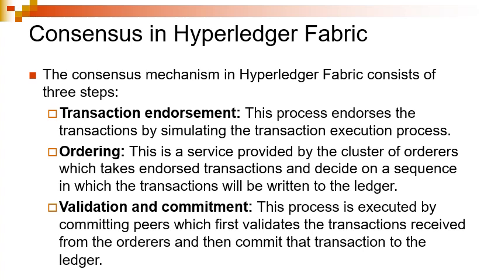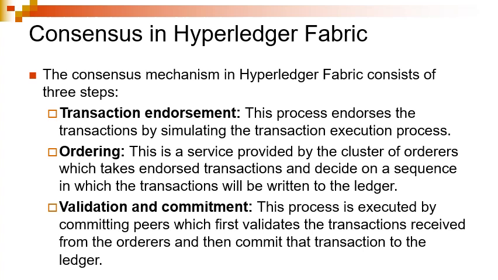Then the third step of the consensus mechanism is validation and commitment. This process is executed by committing peers, which first validate the transaction received from the orderers.